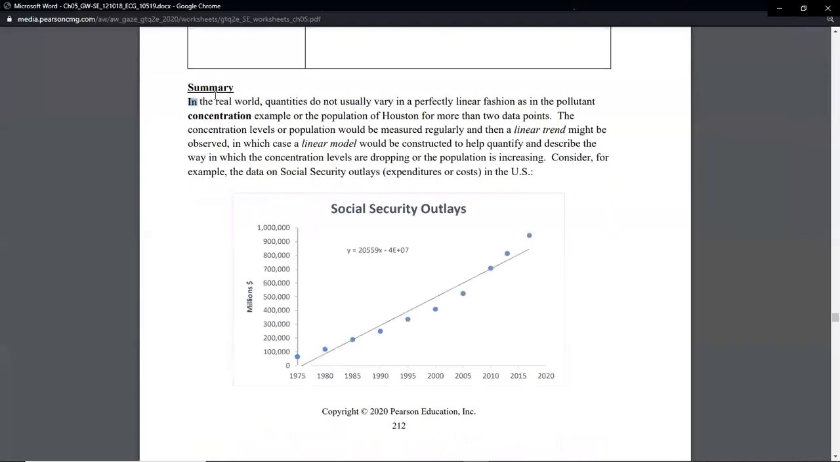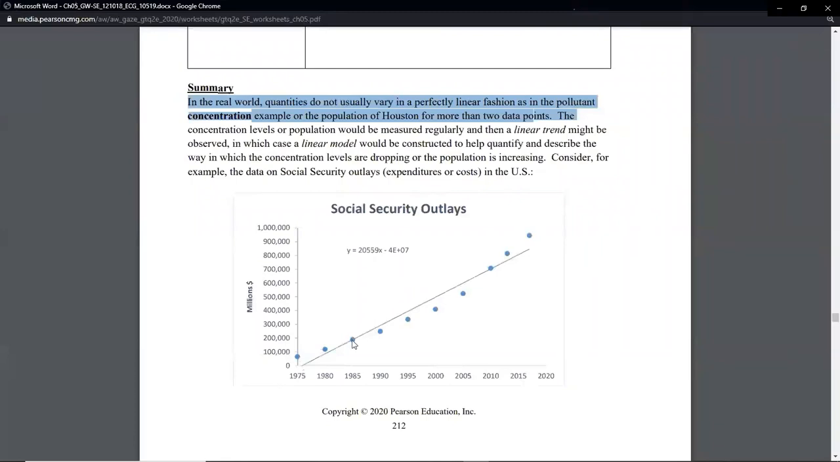So something that I have mentioned numerous times already: in the real world, quantities don't always vary in a perfect linear fashion, especially when we talk about financial dynamics, or anything having to do with people, pollutant concentration, and so on. So sometimes instead of saying we get an exact linear model, we just say it's a linear trend where the line can approximate some of these things, but it's not necessarily going to hit the nail on the head perfectly.